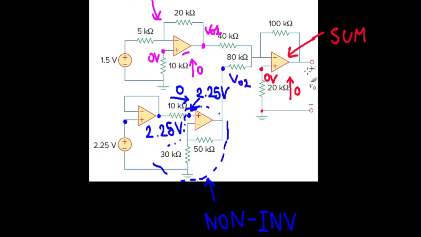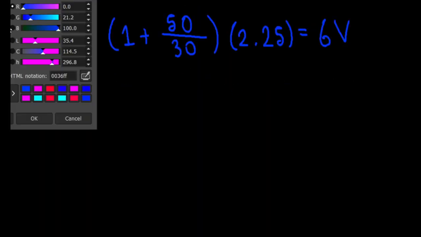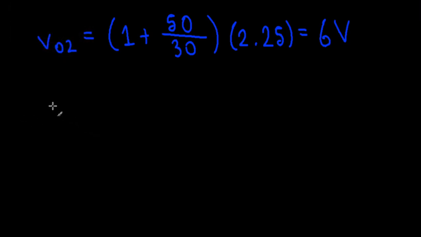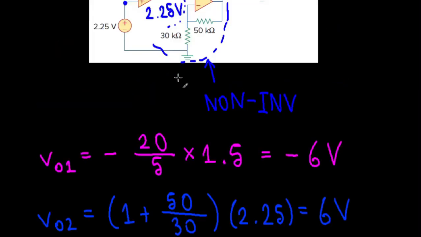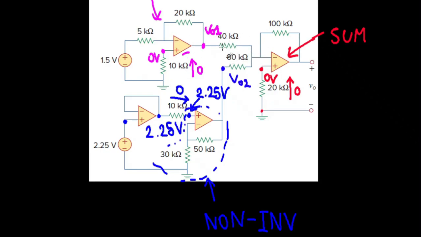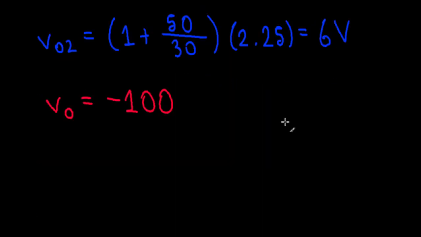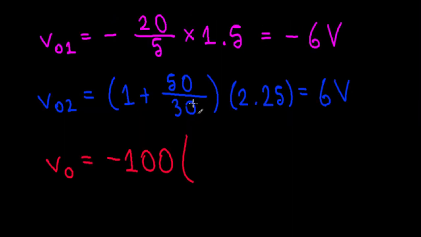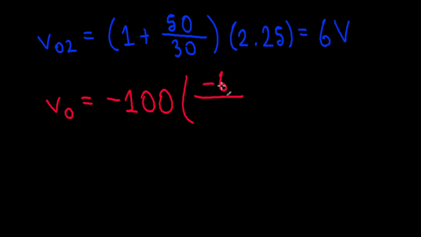We have one more to go. These two are basically feeding into your summing amplifier. Your feedback is 100, and these are your branches. So let's see the output for that, which is basically the answer we're looking for. The output is going to be -100, that's your feedback, multiplied by the weighted sum of your voltages: V output 1 over 40 plus V output 2 over 80. The kilos cancel out, so I'm not writing those. V output 1 was -6, so -6/40 plus 6/80.